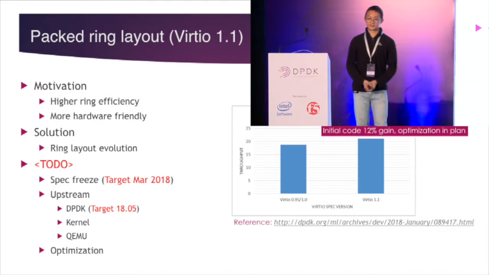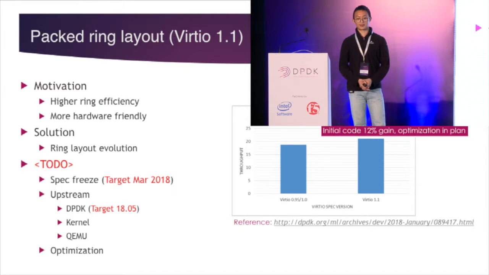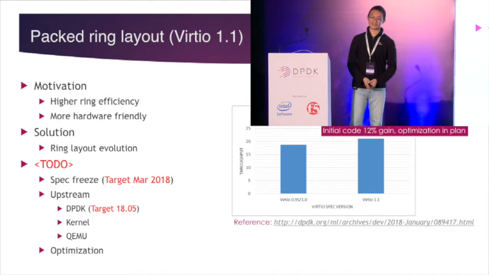So the solution is, of course, to evolve the ring layout, and the discussion has been in the community for quite some time. DPDK and Intel, we see a lot of discussion, and we also provide some suggestions and recommendations. And right now, the spec is expected to be frozen in March. Hopefully, it can meet the schedule.